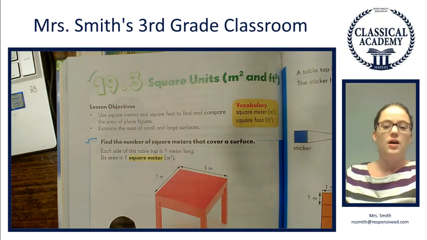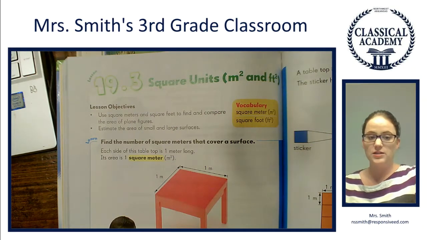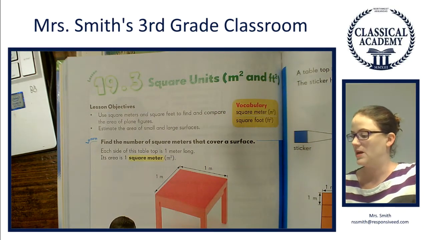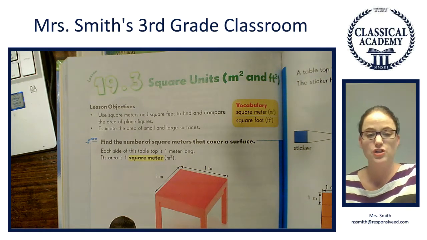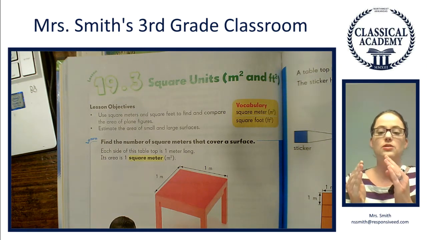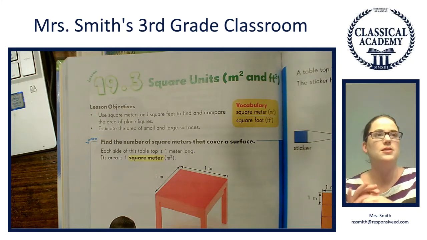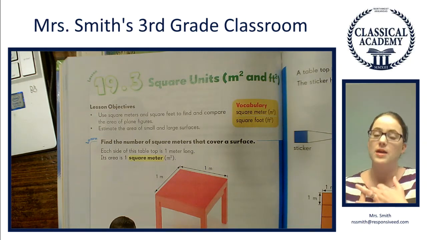All right, we are doing 19.3. This unit is going to be on square meters and square feet. You do the math the same way as the square centimeters and the square inches that we learned about in 19.1 and 19.2.